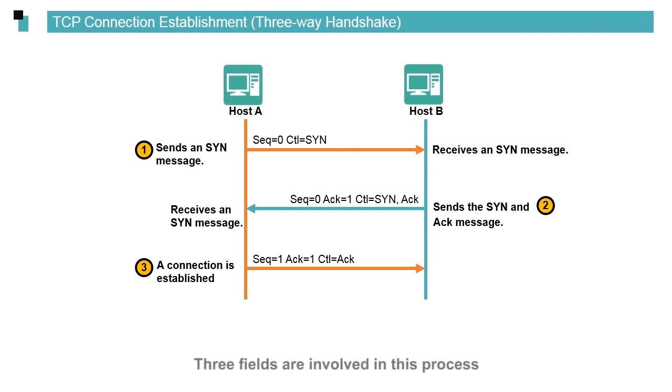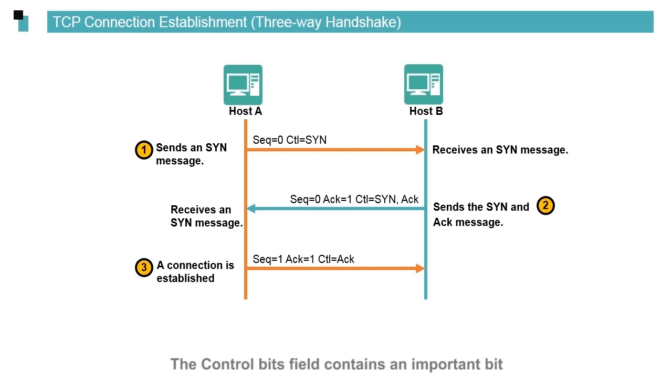3 fields are involved in this process: sequence number, acknowledge number, and control bit. First, device A sends device B a TCP message with a sequence number of 0. Upon receipt, device B replies with a message carrying a valid acknowledge number.